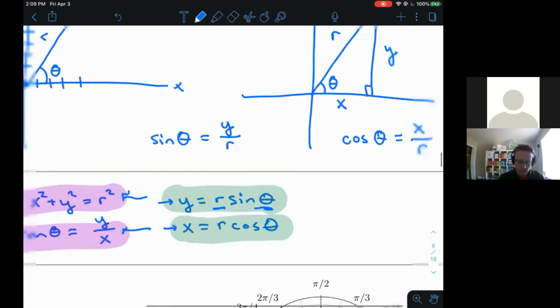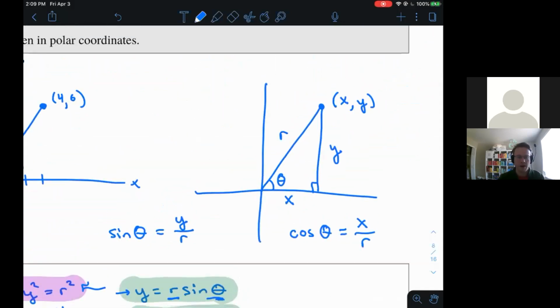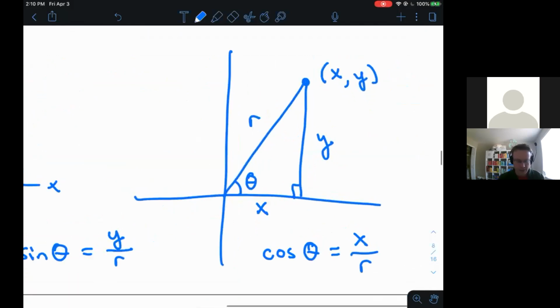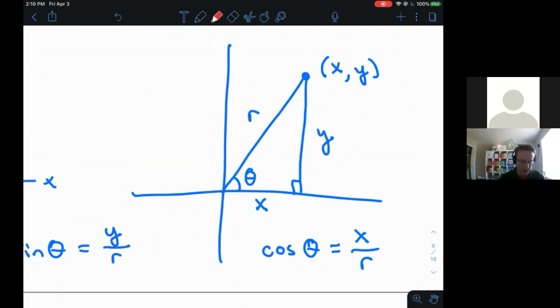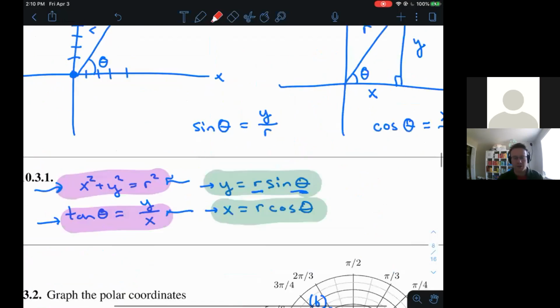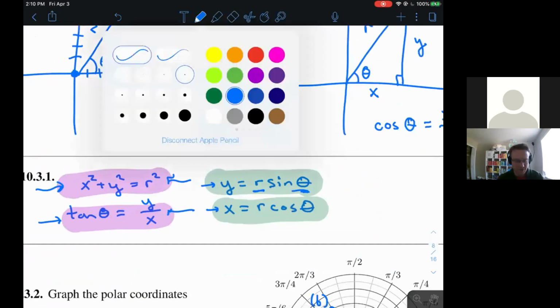If you just use this picture up above here, you can very clearly see, for instance, the Pythagorean theorem gives you x squared plus y squared equals r squared. Or if you use sine is equal to opposite over hypotenuse, or cosine is adjacent over hypotenuse, these formulas just kind of fall out of that. So these aren't things that you really have to have super memorized.